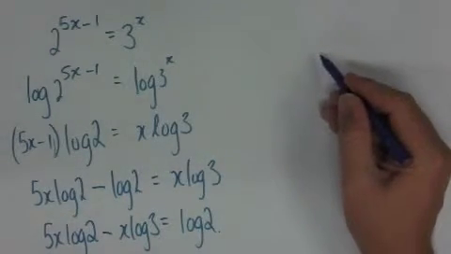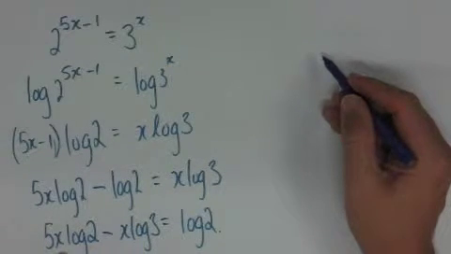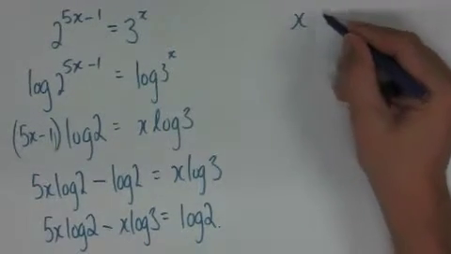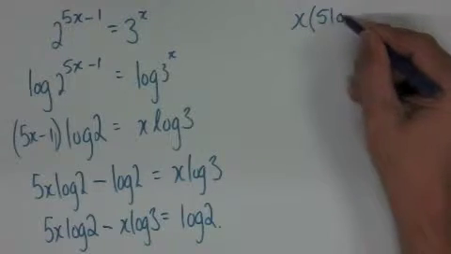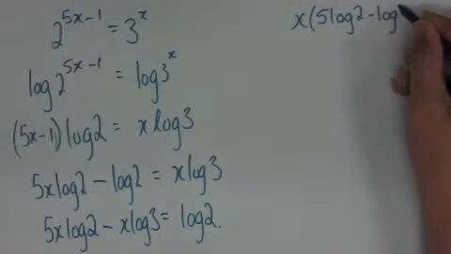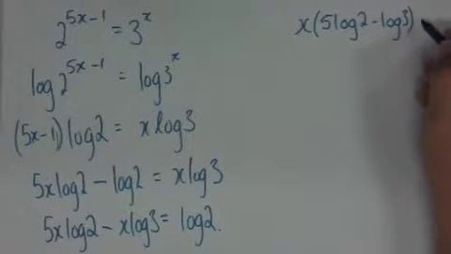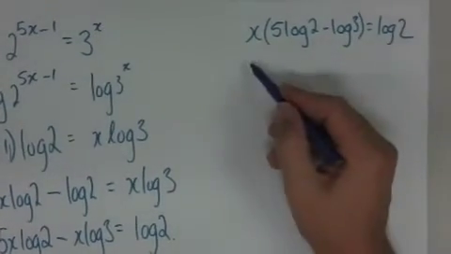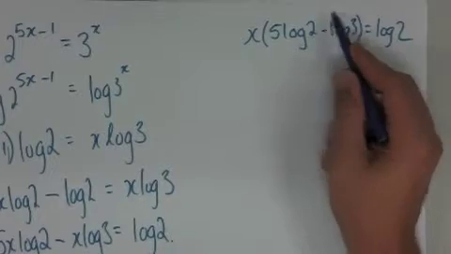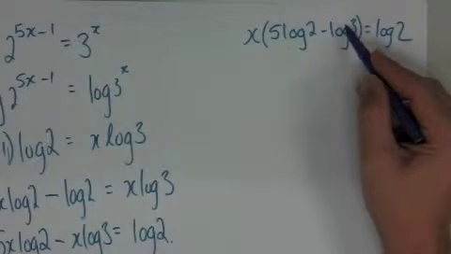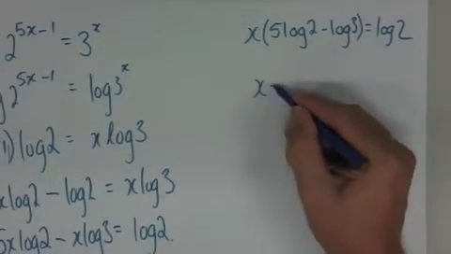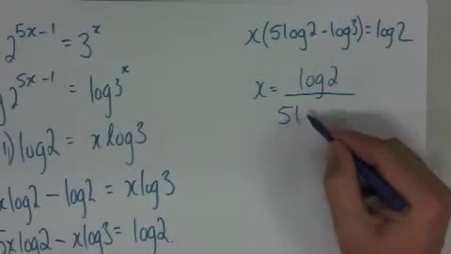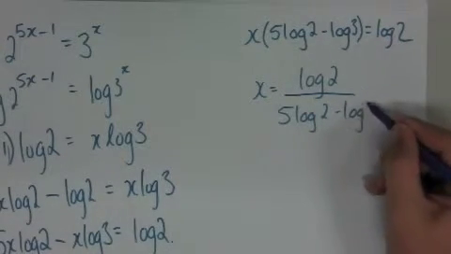Moving up the top here, I can now take a common factor of my side here. I can take x out of both. And so if I take x as a common factor out, I'd have 5 log 2 take log 3, and that's equal to log 2. Move that across for you. And then this is x times this, so if I divide by this entire bracketed part on this side, I can rearrange it to get x is equal to log 2, bring it over, it goes from times to divide, 5 log 2 take log 3.